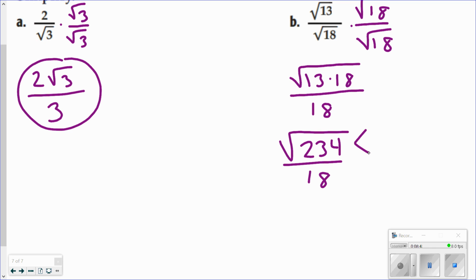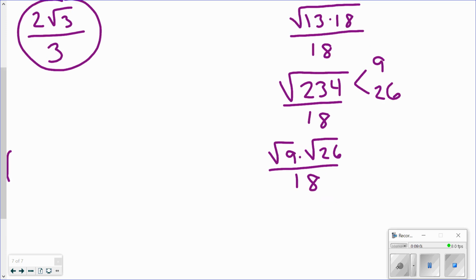All right, so hopefully you got 9 is the perfect square that is divisible by 234. Well, 9 times 26 is equal to 234. So I'm going to rewrite this as the square root of 9 times the square root of 26 divided by 18. The square root of 9 simplifies, and that is 3. The square root of 26 does not simplify, so that's going to stay as the square root of 26.